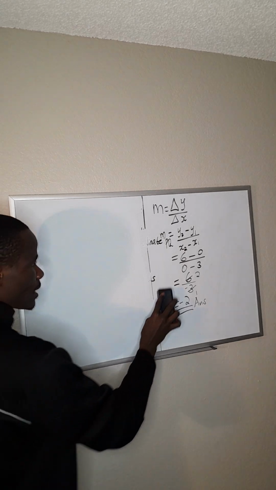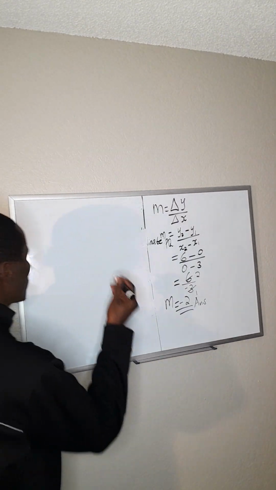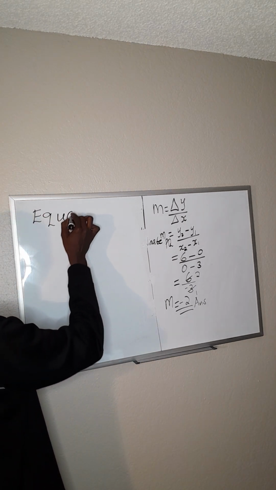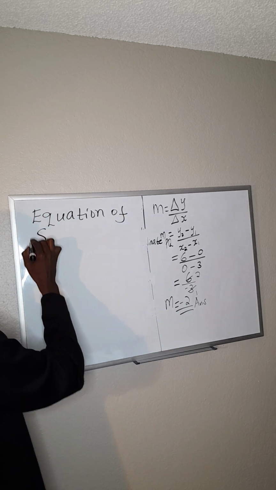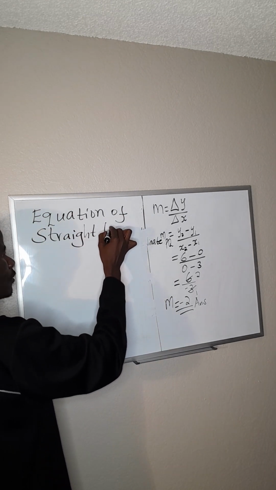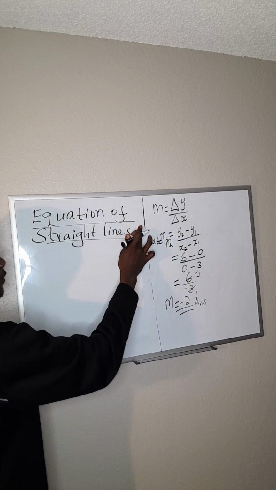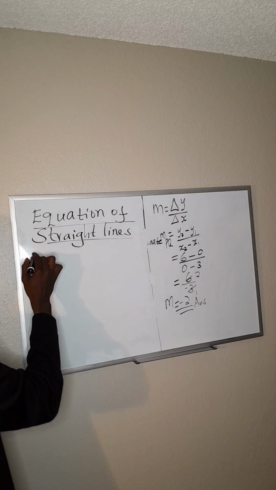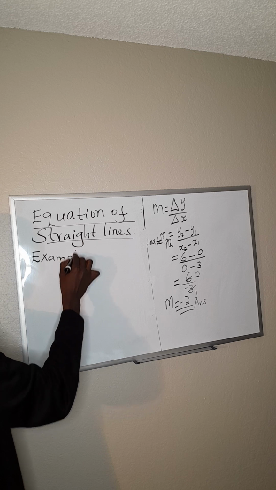Now, I will use still the coordinates of the line PQ that I've just talked about. So this one is equation of straight lines. I want you to follow through. Now, looking at this, I will talk about this by giving you examples. So the first example will look like this.